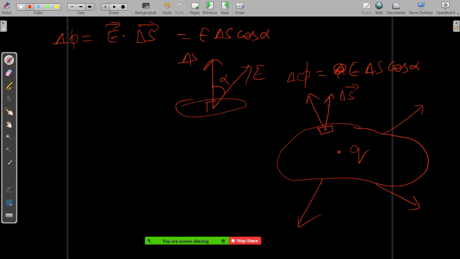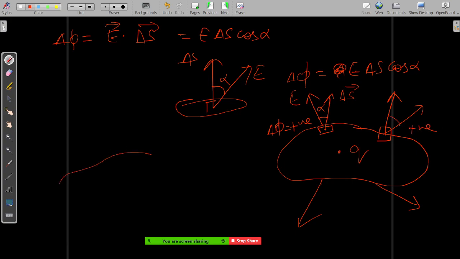So just understand that this is the electric field and this is the delta S vector. So this is alpha. So this is going to make a positive flux here. So delta phi is what? Positive. At every point it is again positive only. At every point it is making positive fluxes.